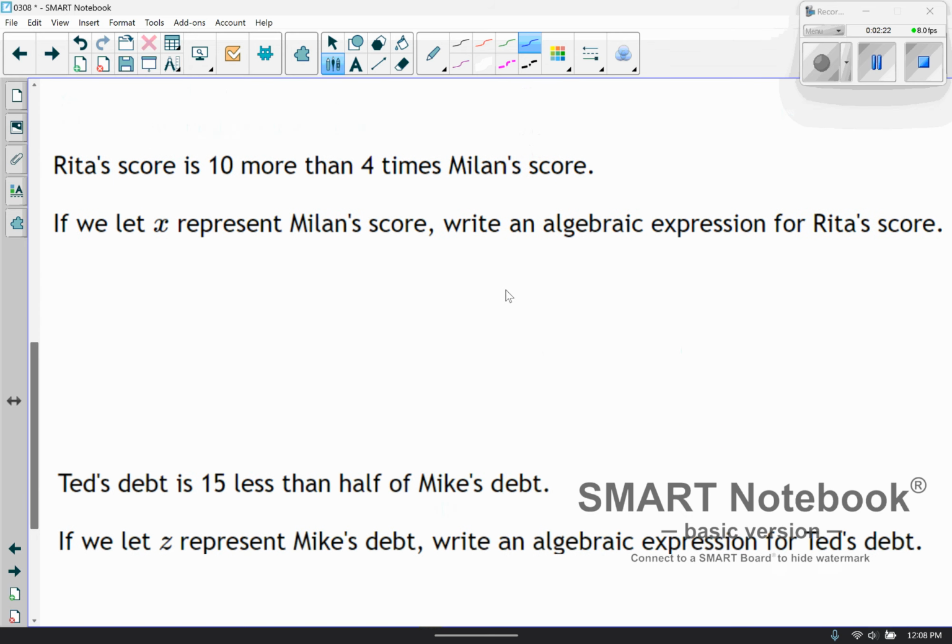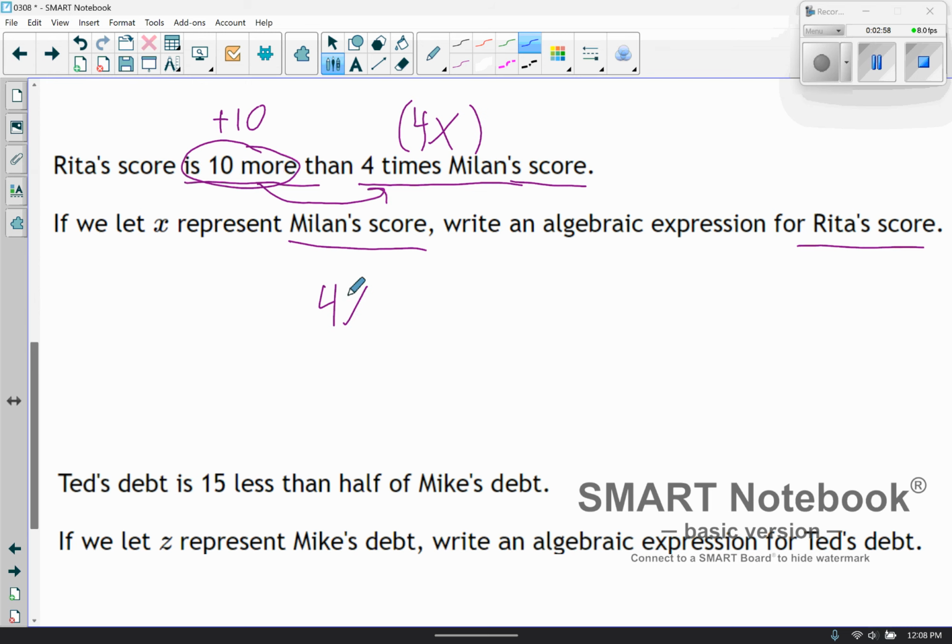All right, next, we're looking at Rita right here. Rita's score is 10 more than 4 times Milan's score. So let's see, let X represent Milan's score, and then write an algebraic expression for Rita's. So she scored 10 more. So that means we're going to add 10 to something, right? We're going to add 10 to what comes next. So Rita scored 10 more than 4 times Milan's score, and Milan looks like she scored X amount. So we're going to take 4X and add 10 to it, and that would give us Rita's score.